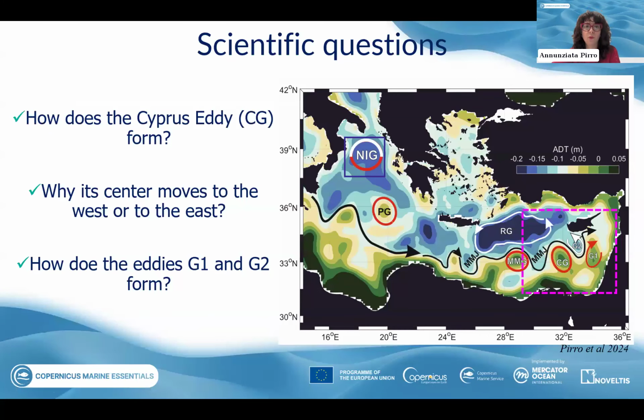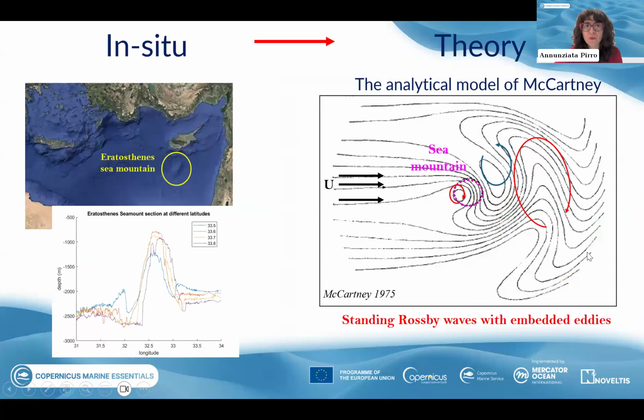So what are my scientific questions? How does this Cyprus eddy form? Why does the center of this eddy sometimes shift to the right and to the left, and how do the eddies G1 and G2 form, these ones over here? Starting from the in situ data, I recalled that south of the Cyprus eddy, there is the Eratosthenes seamount. The section is right here.